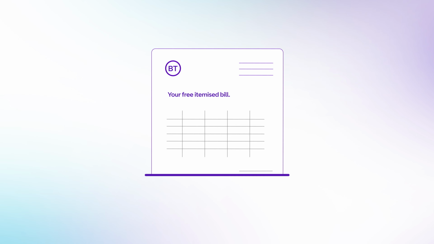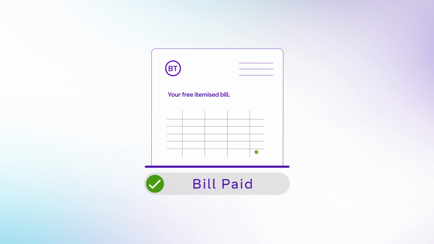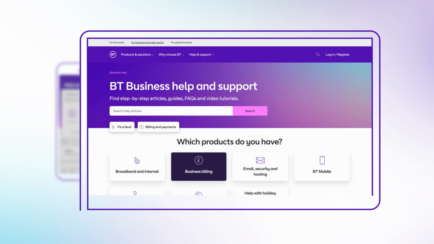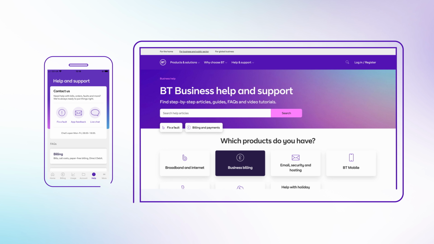If you have funds in your account, paying your BT Business bills by Direct Debit is the easiest way to avoid late payment charges. There's plenty more help and support on the BT Business website and on the app, so you will never be left searching for answers.